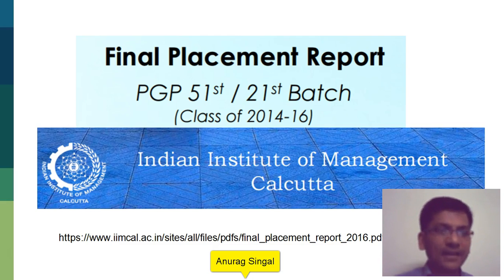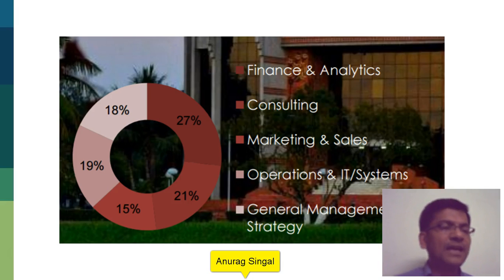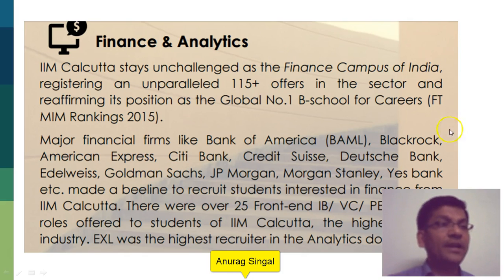You look at IIM Calcutta again. They have the largest number of placements in finance and analytics. They are, apart from consulting, marketing, ops, and GenMan. So 115 plus offers people get. There 30% in the CA campus get offers. Here 1% gets more than one offer.